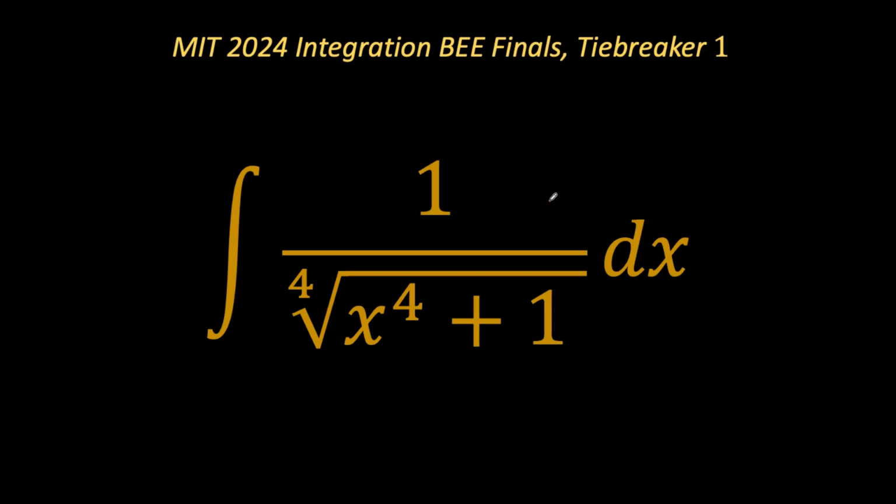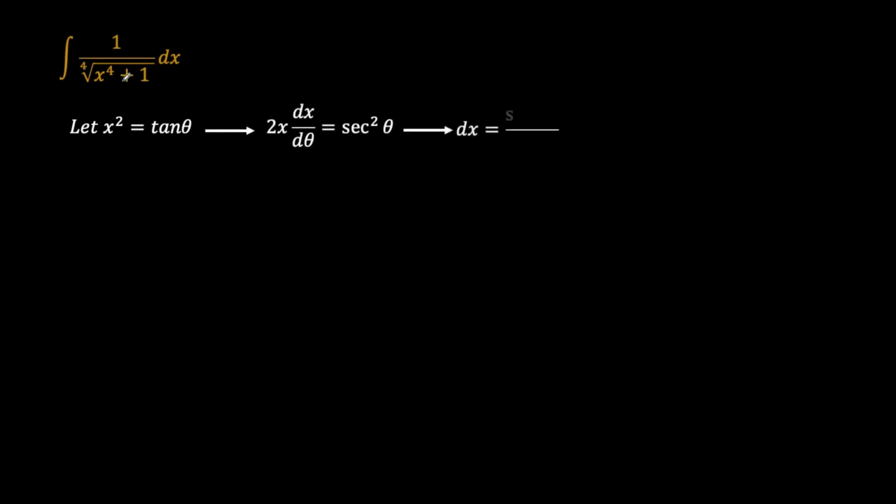So the first thing I would do with this problem, for me, when I see a plus and x to the power something, a quick substitution that I think about is tangent substitution. And so I say let x squared be equal to tan theta, such that 2x dx d theta equals sec squared theta, and therefore dx equals sec squared theta over 2x d theta. And so since x is the square root of tan theta, we have dx equal to sec squared theta over 2 square root of tan theta d theta.